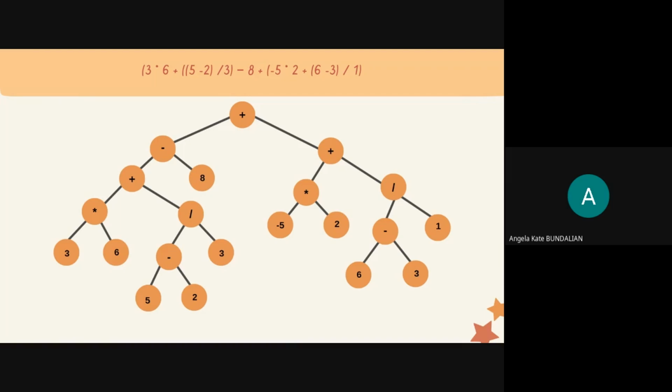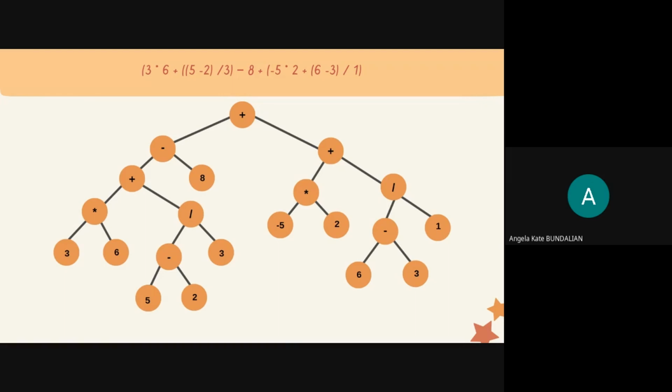Next step is to construct two nodes connected to the operator. Represent the operands as leaf nodes. We take an 8 and represent it as a leaf node. Represent the operators as internal nodes while dividing the sub-expression into two.